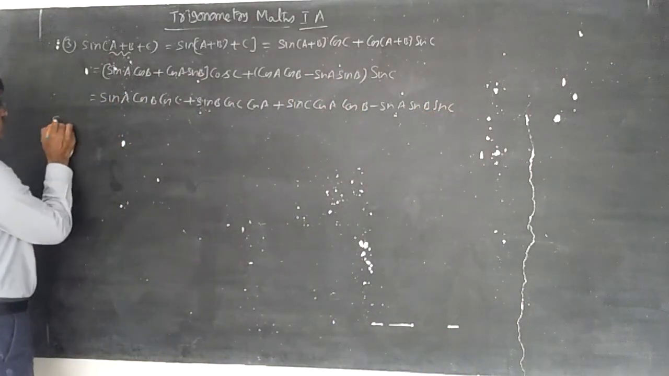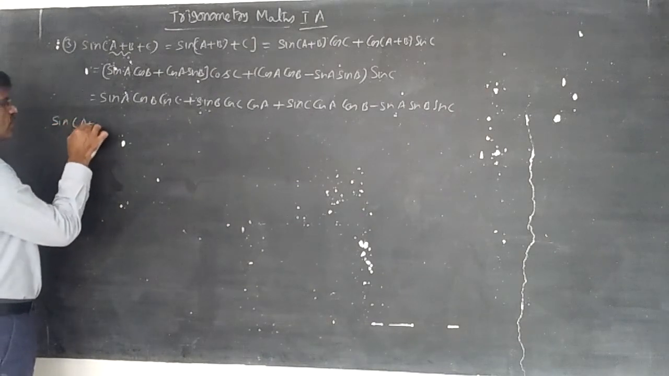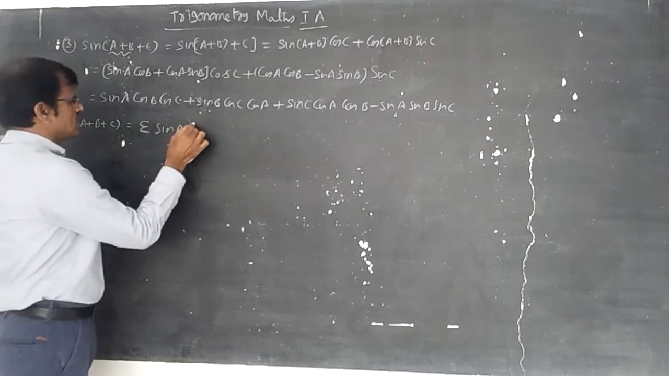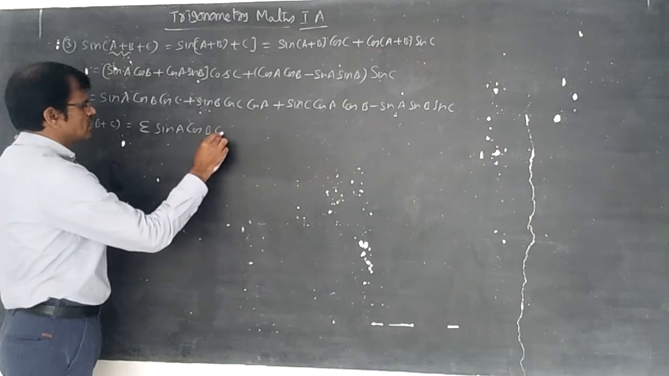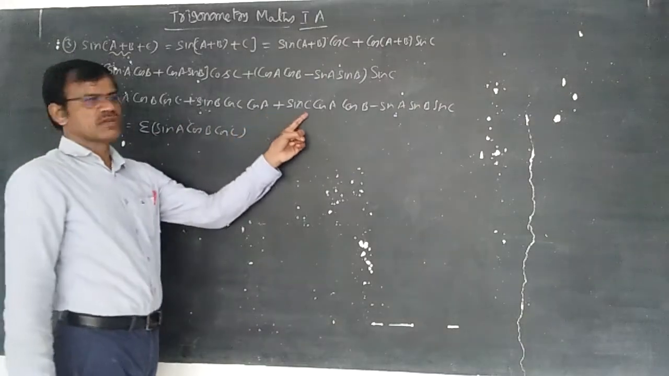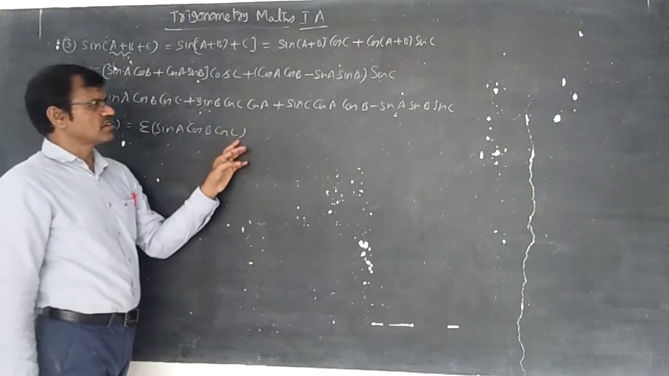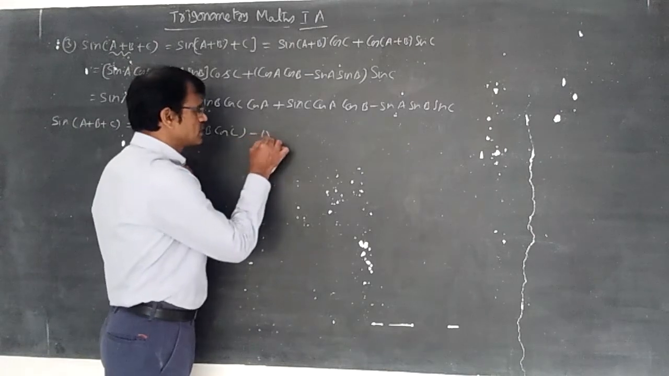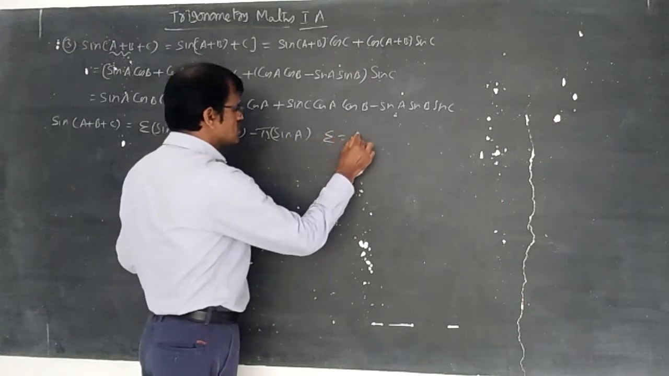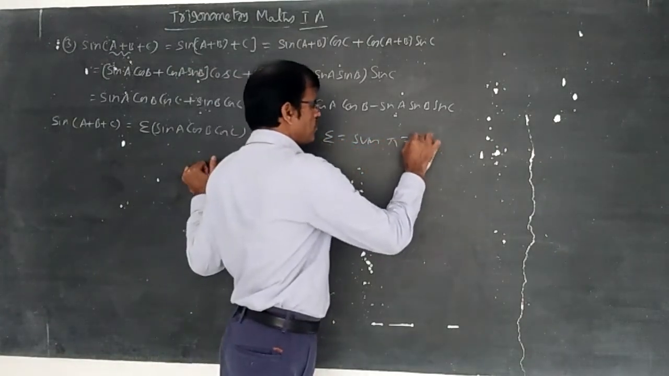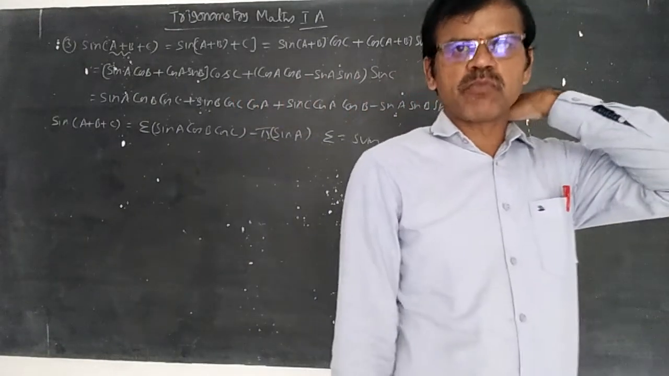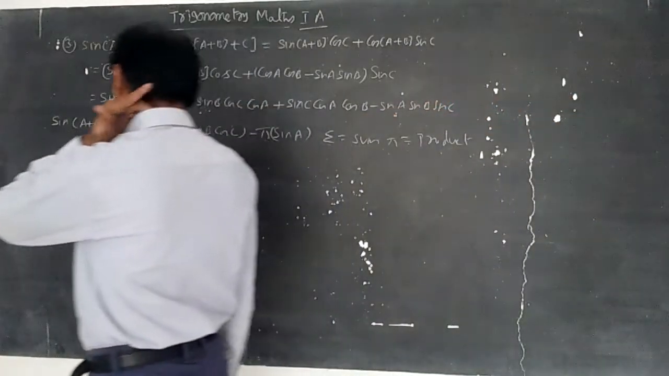Now you can understand this formula as sin of A plus B plus C is equal to sigma sin A cos B cos C. Sigma means summation. Here sin A next letter B next letter C. Next here B next letter C next letter A, like that. It is summation minus pi sin A. Pi meaning product, sigma meaning sum, pi meaning product. So pi sin A meaning sin A into sin B into sin C. It is a product. This is a formula.